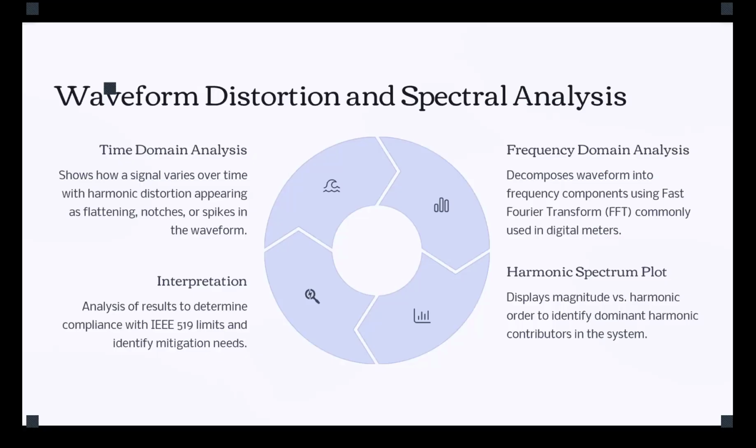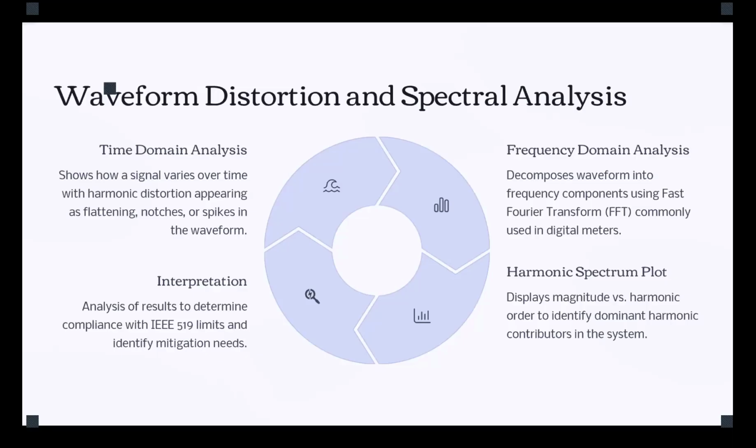Now, frequency domain analysis basically transforms that time-based waveform into frequency components. We normally use the fast Fourier transform as a tool to do that. So instead of seeing how the signal changes over time, we use the fast Fourier transform to develop the Fourier series of that arbitrary distorted signal. And we can see how strong each frequency is, which helps identify which harmonics are present and how large they are.